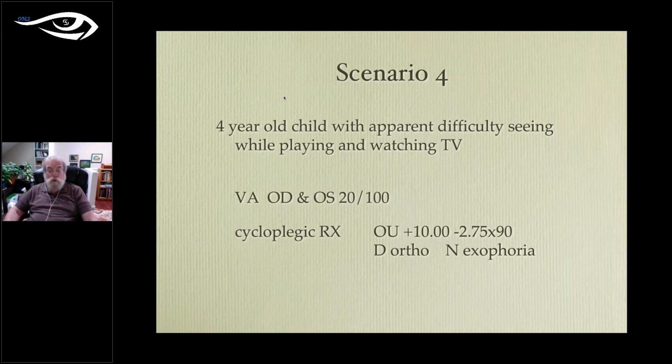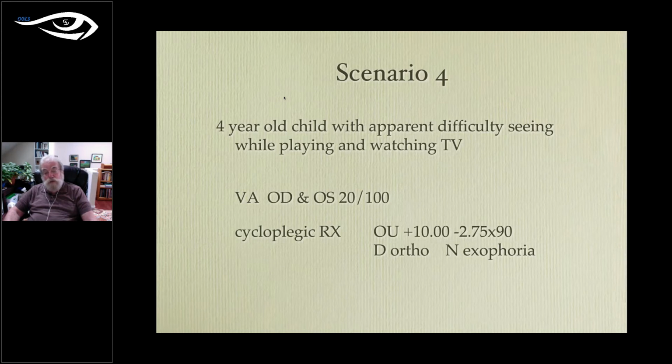So what I do is I also want to begin exercising the accommodative system. So I would provide all but about a diopter and a half of the hyperopia. So instead of the 10, I give an 8.5 on both eyes along with 2.75 SIL at 90. And I do that because I want to begin having that child begin utilizing accommodation.